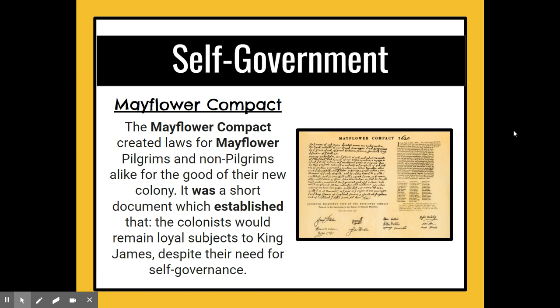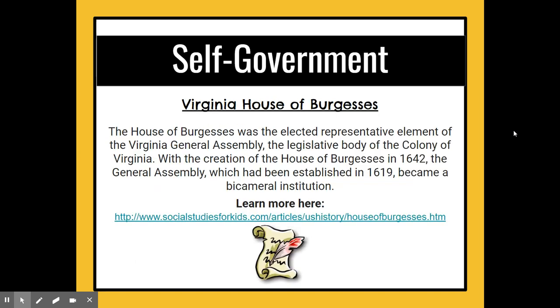The Virginia House of Burgesses was the elected representative element of the Virginia General Assembly, which was the legislative body of the colony of Virginia. With the creation of the House of Burgesses in 1642, the General Assembly, which was established in 1619, became a bicameral institution, bi meaning two. So they were able to establish a government that had different branches. This is going to be some of the foundations of the government that we have today that has multiple branches.